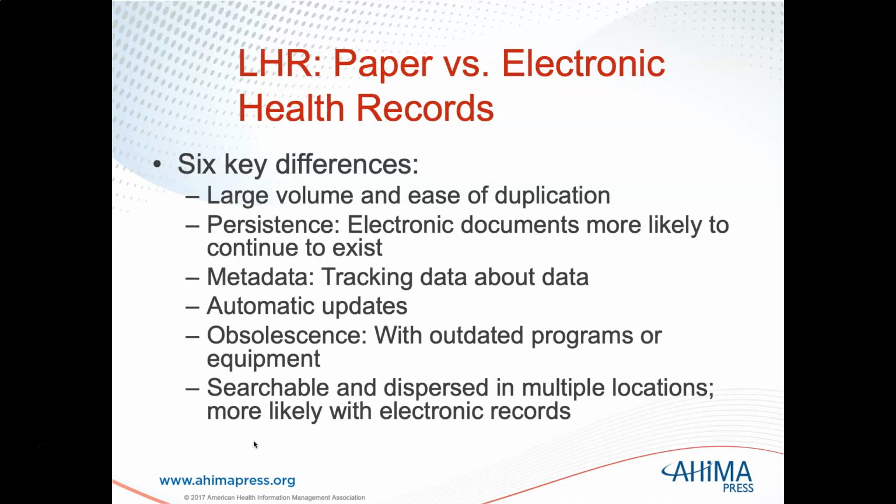When you're talking about paper versus electronic health records, there are 6 key differences: large volume, ease of duplication, persistence, looking at electronic documents that are more likely to continue to exist, metadata, tracking data about data, automatic updates, obsolescence with outdated programs or equipment, and searchable and dispersed in multiple locations is more likely with electronic records. So when you're thinking about your legal health record, typically there's much more to consider when you're talking electronic.